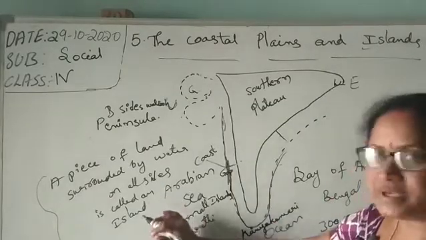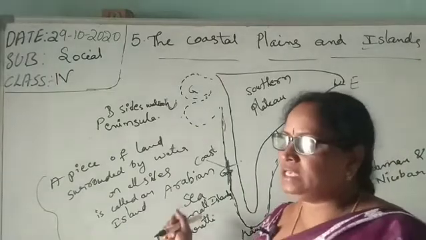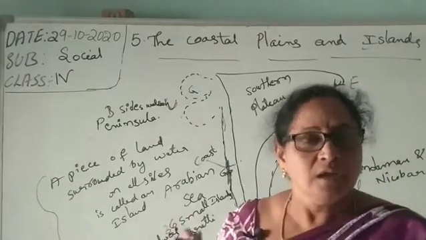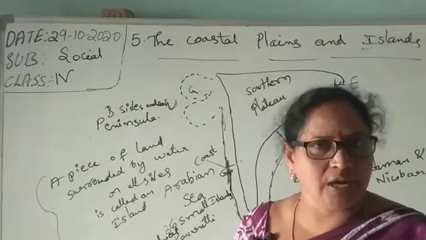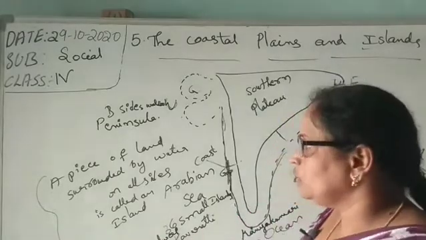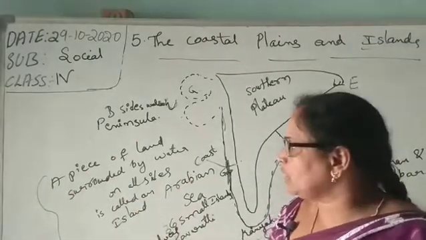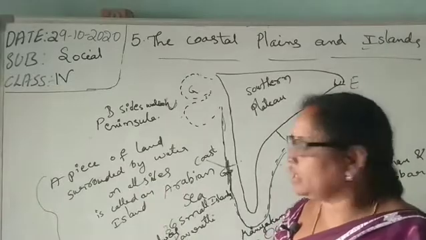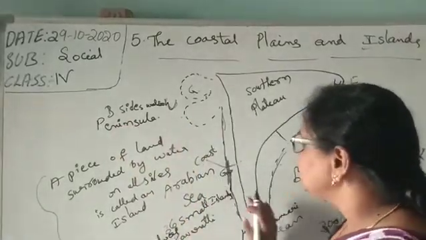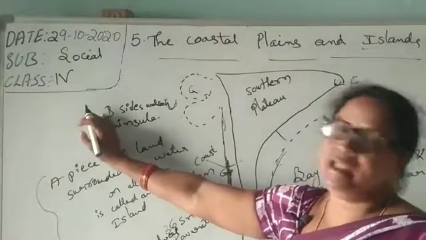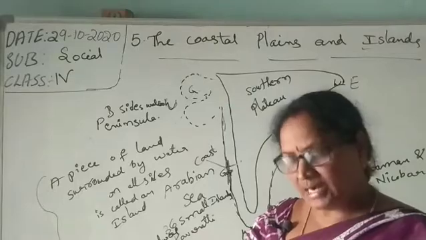Lakshadweep is a union territory. What is a union territory? The place which does not have its own government and is looked after by the central government is called a union territory. Okay children, what is an island? A piece of land surrounded by water on all sides is called an island. And the southern part of India surrounded by water on three sides is a peninsula. Is it clear? I think you are able to understand.